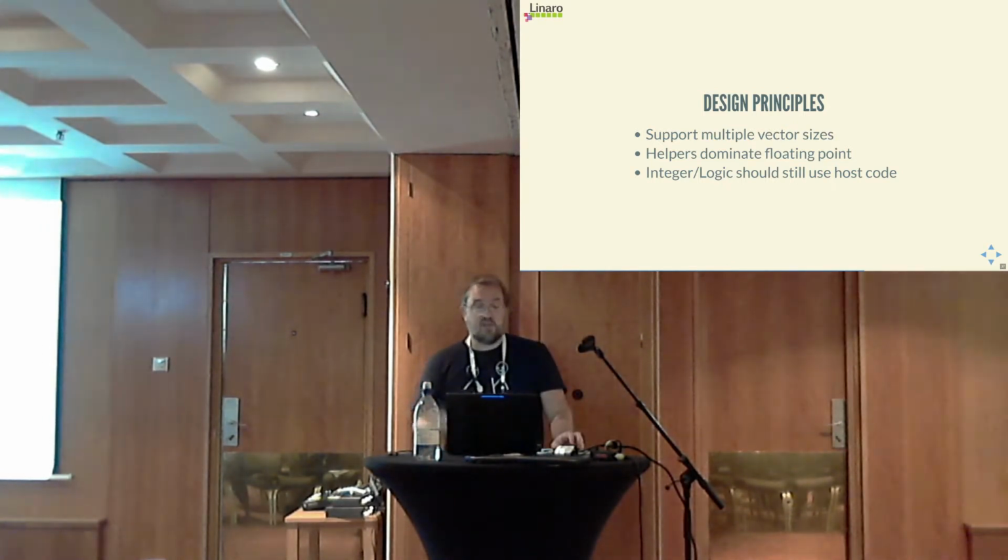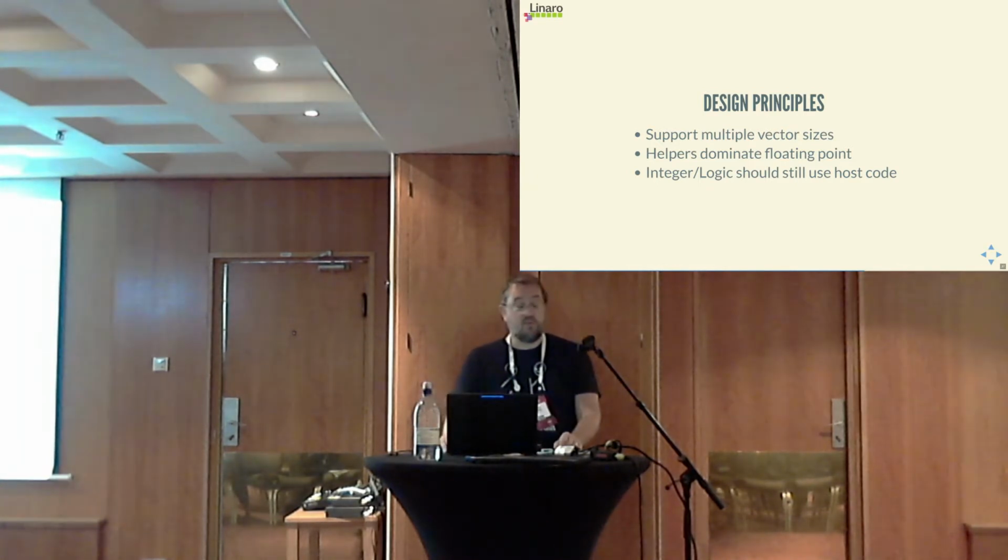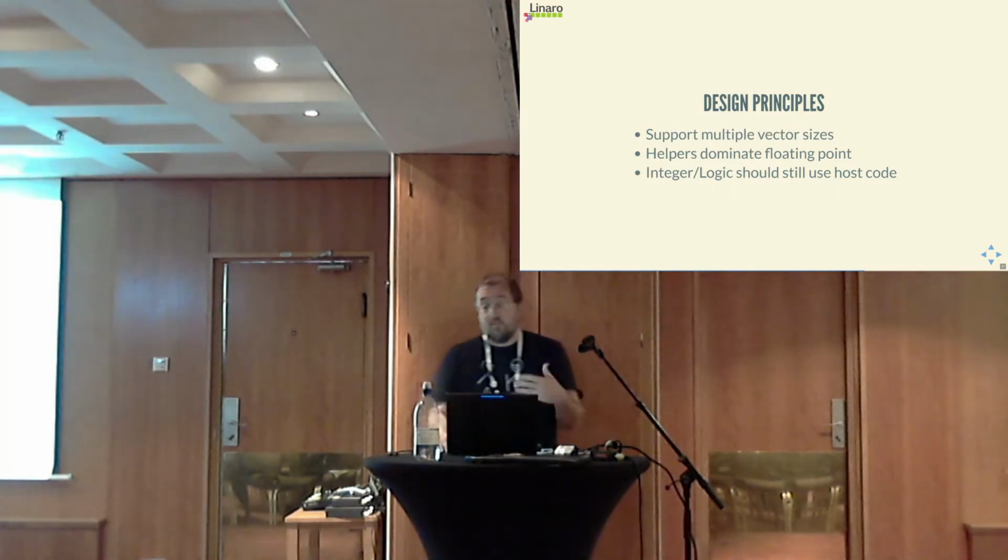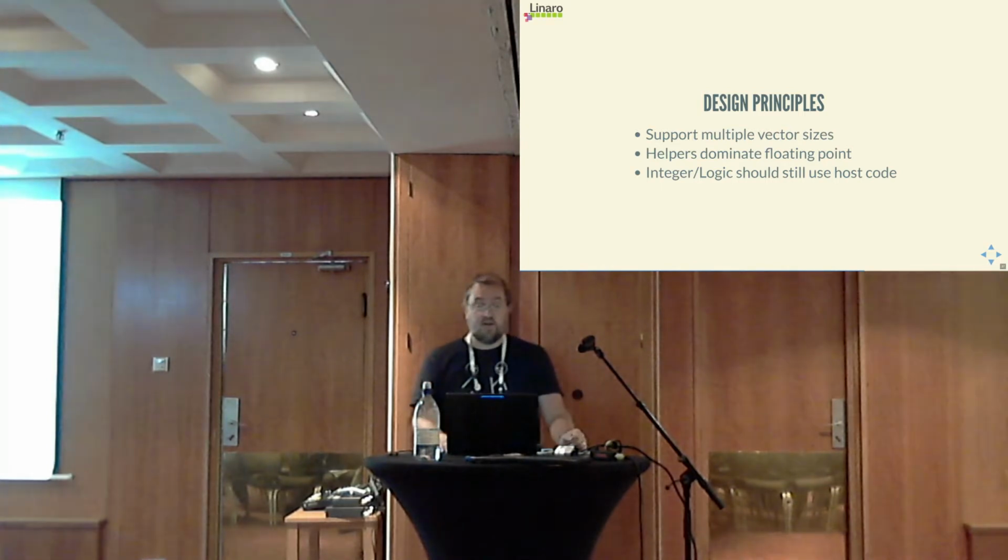Secondly, helpers are still going to dominate floating point processing, and it's likely to do so for the foreseeable future. Therefore, the interface that we present to helpers should be as efficient as possible. And finally, even though we're going to be mainly calling helpers for floating point, there are operations that can be dealt with in generated code, and we should maintain the ability to do that.